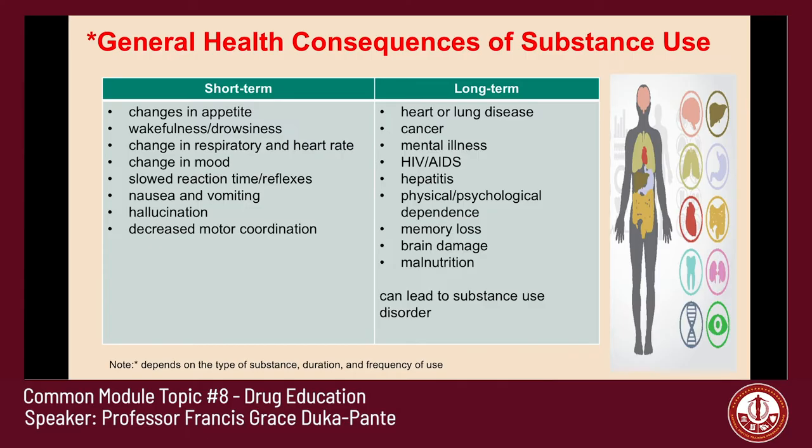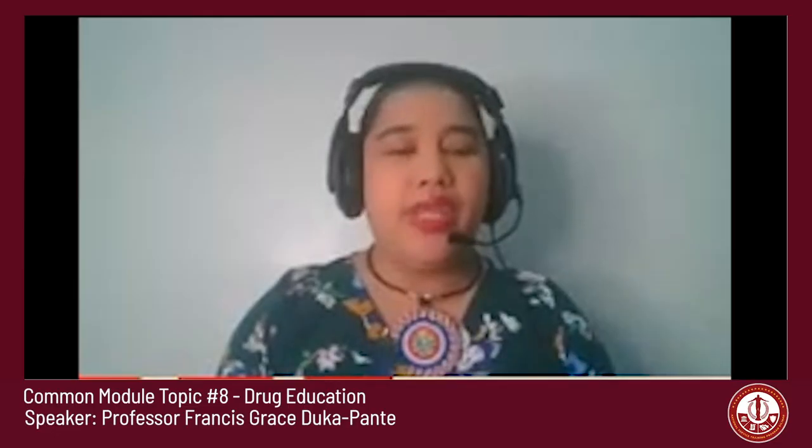For depressants, they will also experience decreased motor coordination. In the long term, many of these psychoactive substances can produce adverse effects, negative consequences on our health. This includes heart or lung disease, different kinds of cancer, mental issues, HIV and AIDS, especially for those who inject psychoactive substances, and hepatitis. And then there could be physical or psychological dependence, memory loss or brain damage, and malnutrition. Generally in the long term, the use of psychoactive substances can lead to substance use disorder. It depends on a lot of factors, which can include the type of substance being used, the duration, and the frequency of use.